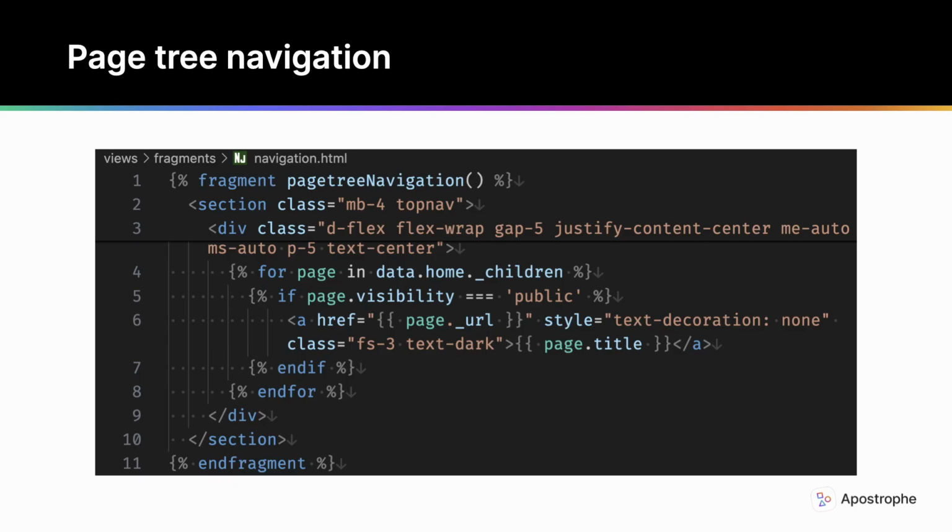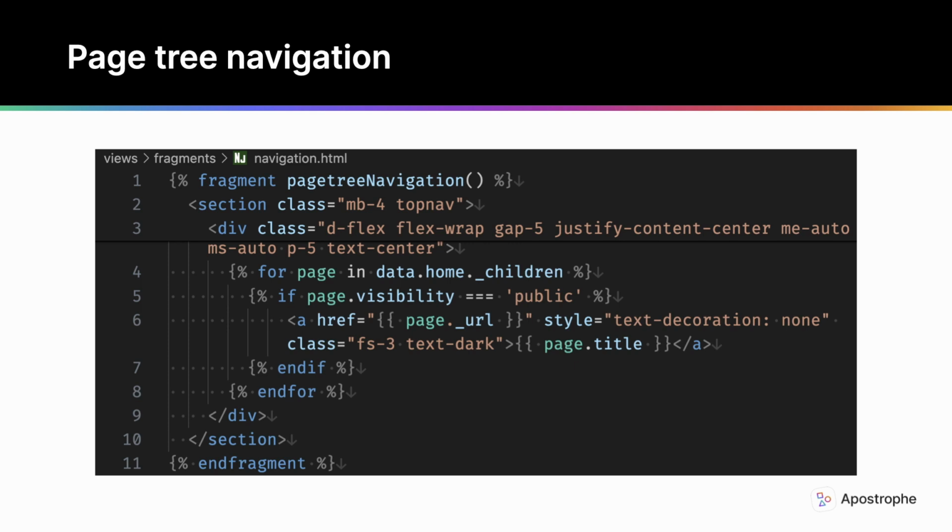In this code, we are accessing information about the children of the homepage using data.home._children. Using a for-in loop, we are parsing out each child document and creating a link using the computed URL and the page title. We are wrapping this in an if statement to make sure that we're only displaying pages that have public, not private, visibility. Next, we need to add our new fragment to our views/layout HTML file.